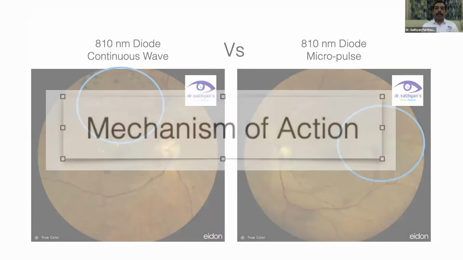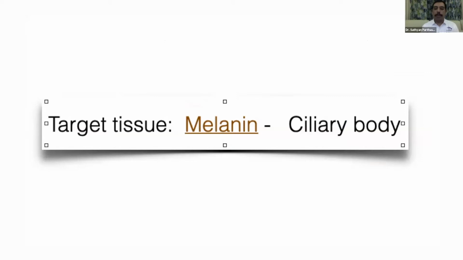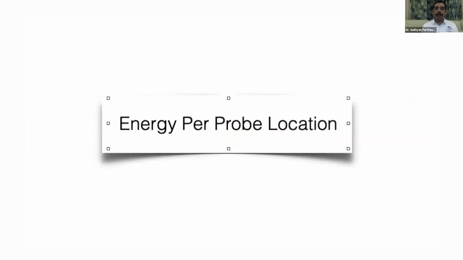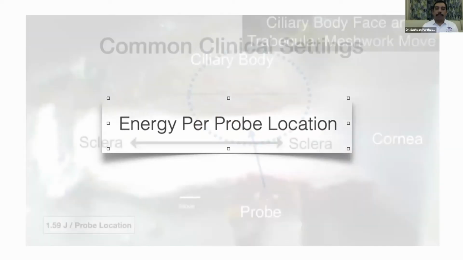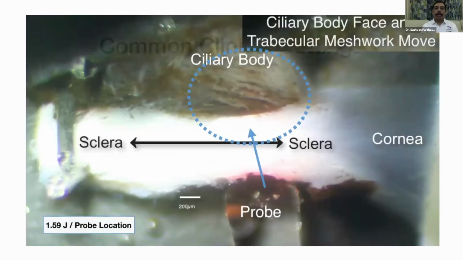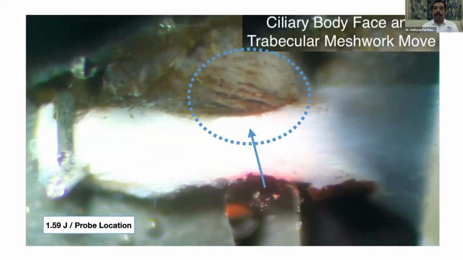What is the mechanism of action of this MicroPulse therapy? The melanin in the ciliary body epithelium is the target tissue where the MicroPulse focuses. Let us see with the different power settings of the probe. Look at the 1.59 joules probe location. I'll just show you the video of how the ciliary body is working. The ciliary body and the trabecular meshwork work in this. So the laser is delivered on that.